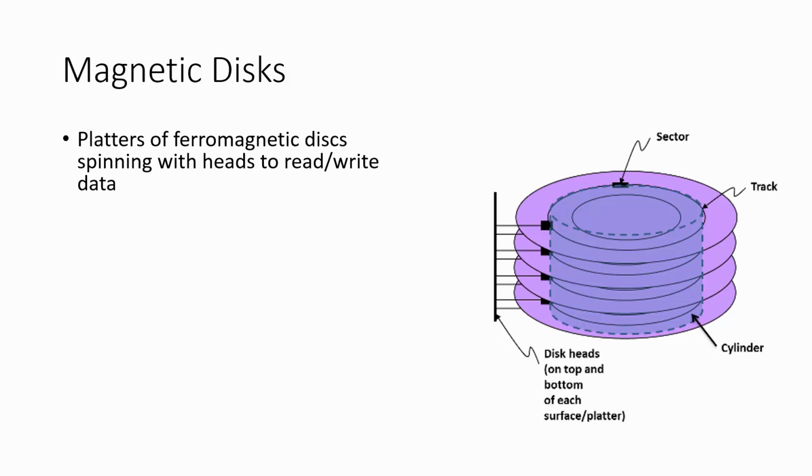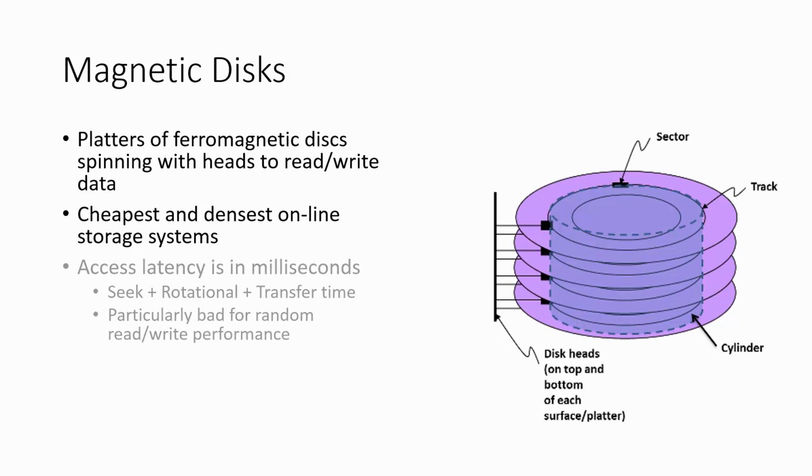Now, the disk itself is divided into concentric tracks, and each track is divided into individual sectors, and essentially data is located using this paradigm of track sector. All of this translation is typically done by the on-disk firmware. As we just mentioned, magnetic disks tend to be the cheapest and densest online storage systems.